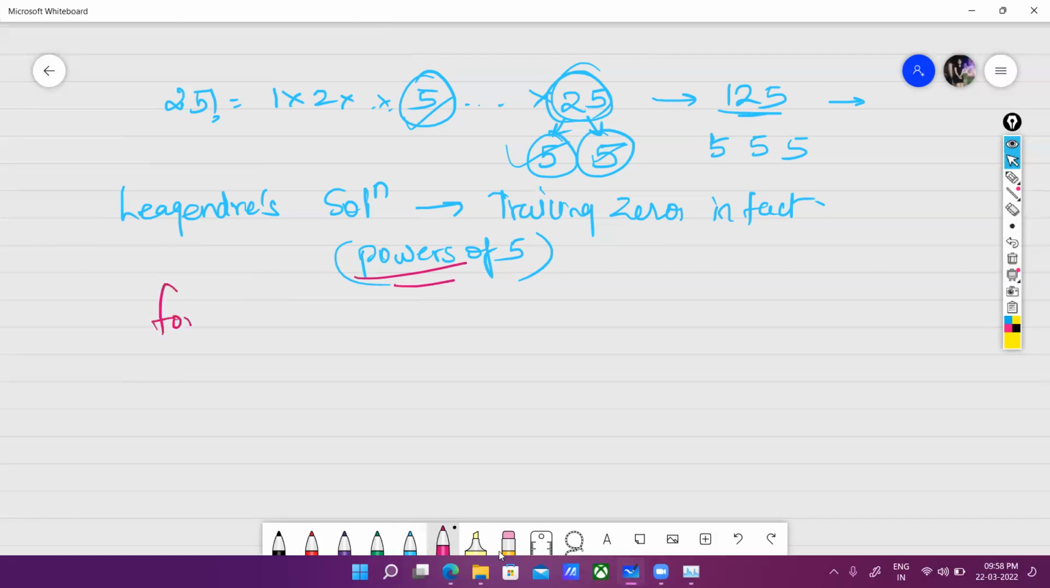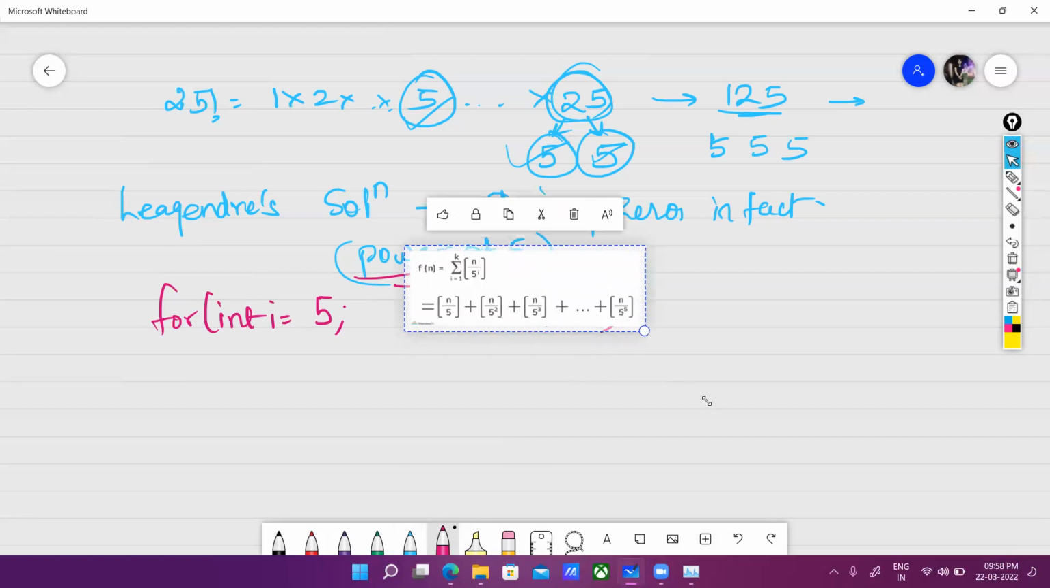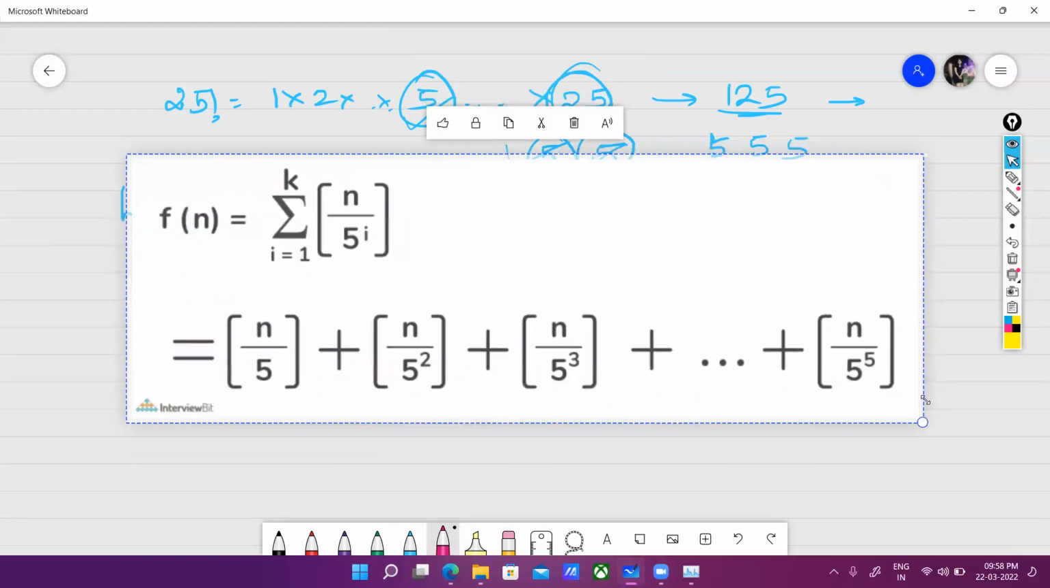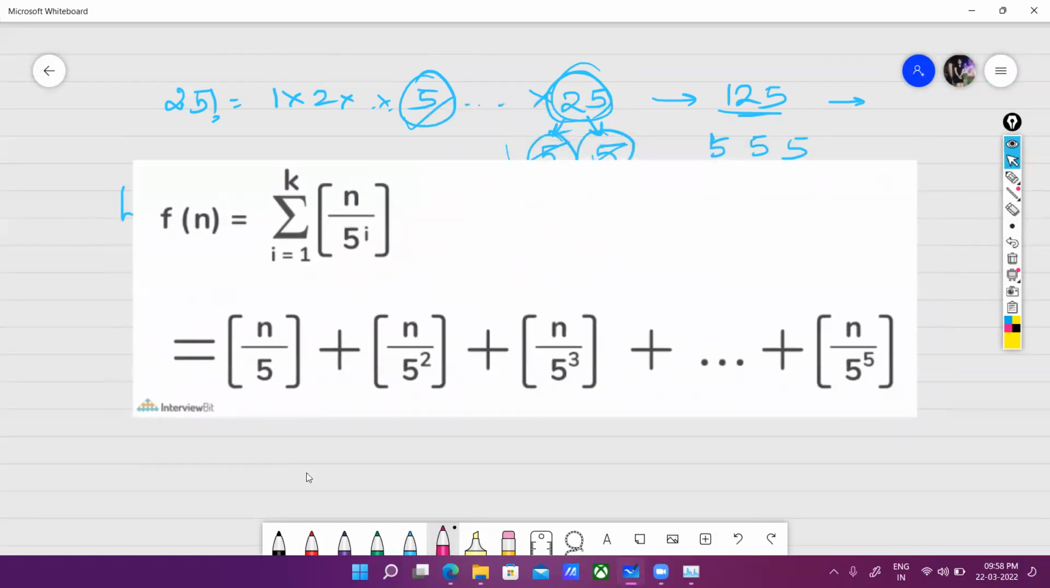So how we will do it is, we start with 5 itself. Then we increment it by multiplying by 5. Now, I will show you the actual formula. You can see it is nothing but taking that number n. For example, n is 5. I take that number 5 and divide it by 5, so I will get 1. This is the only thing.